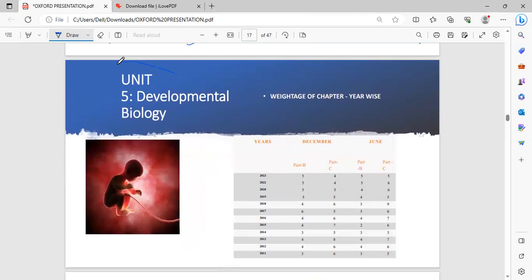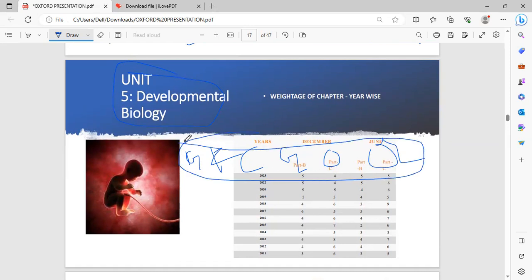Coming to the unit developmental biology. What is developmental biology? Simply from gametogenesis, fertilization, cleavage, gastrulation, and organogenesis. After that, the organism is formed. These all steps come under developmental biology.